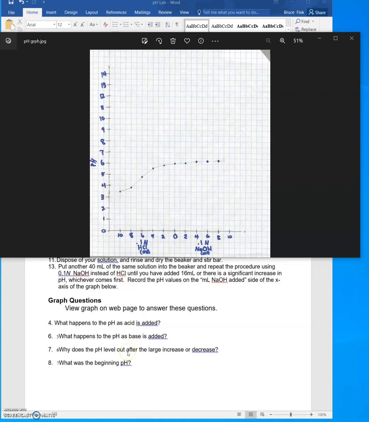And then number 8, what was the beginning pH? That goes back to here. If you have any questions, let me know and I'll try to help you out.